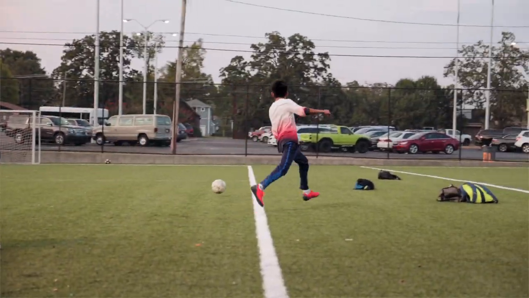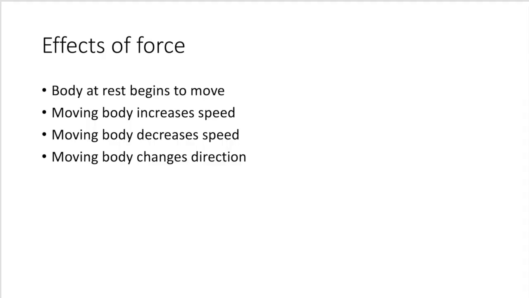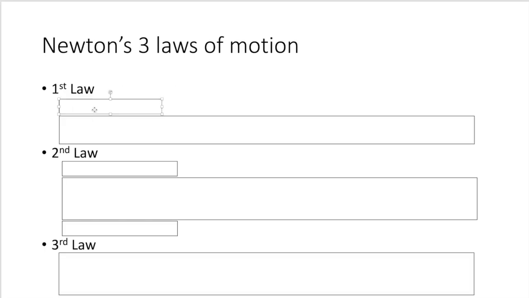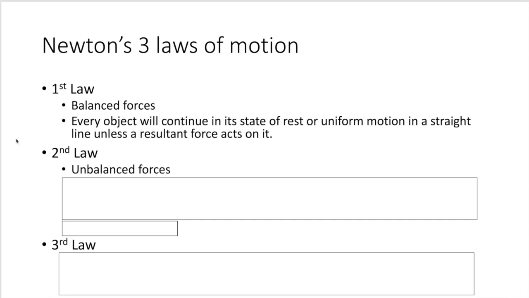Now let's look at Newton's three laws of motion. The three laws of motion were coined by Isaac Newton. You can read all about him; I won't cover him. So the first law of balanced forces says that every object will continue at a state of rest or uniform motion in a straight line unless a resultant force acts on it.